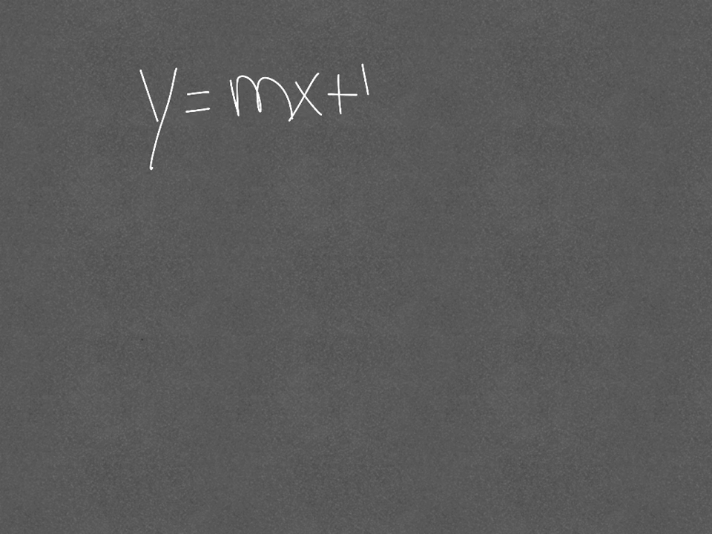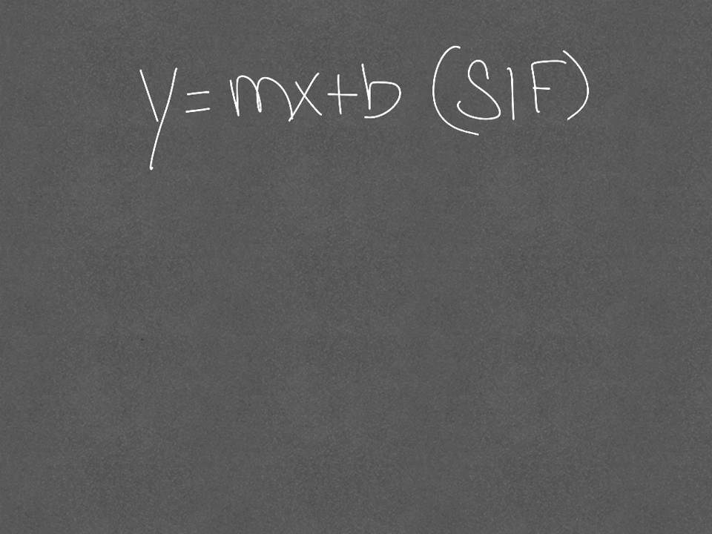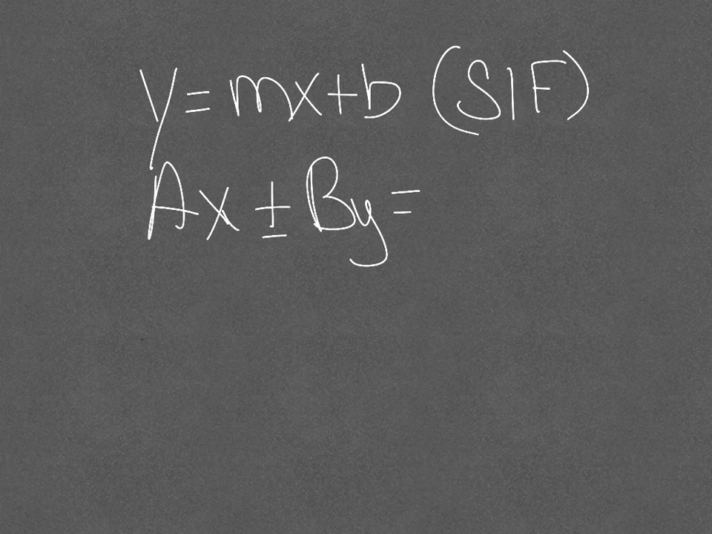Okay, today we want to look at two different forms. First, we've already looked at slope-intercept form, y equals mx plus b. So this is slope-intercept form. I use this a lot, SIF for slope-intercept form. And we also have standard form, and it's Ax plus or minus By equals C.